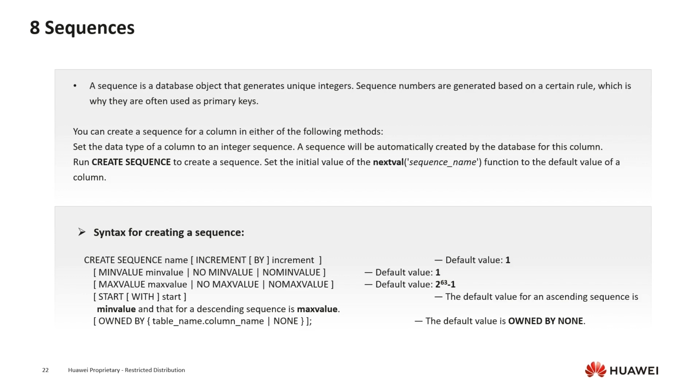There are two common ways to create a sequence in GaussDB. One is to set the data type of a column to an integer sequence. A sequence will be automatically created by the database for this column. The other is to execute the create sequence statement to create a sequence. Set the initial value of the nextval function as the default value of a column. Therefore, this column can be used as a unique identifier.